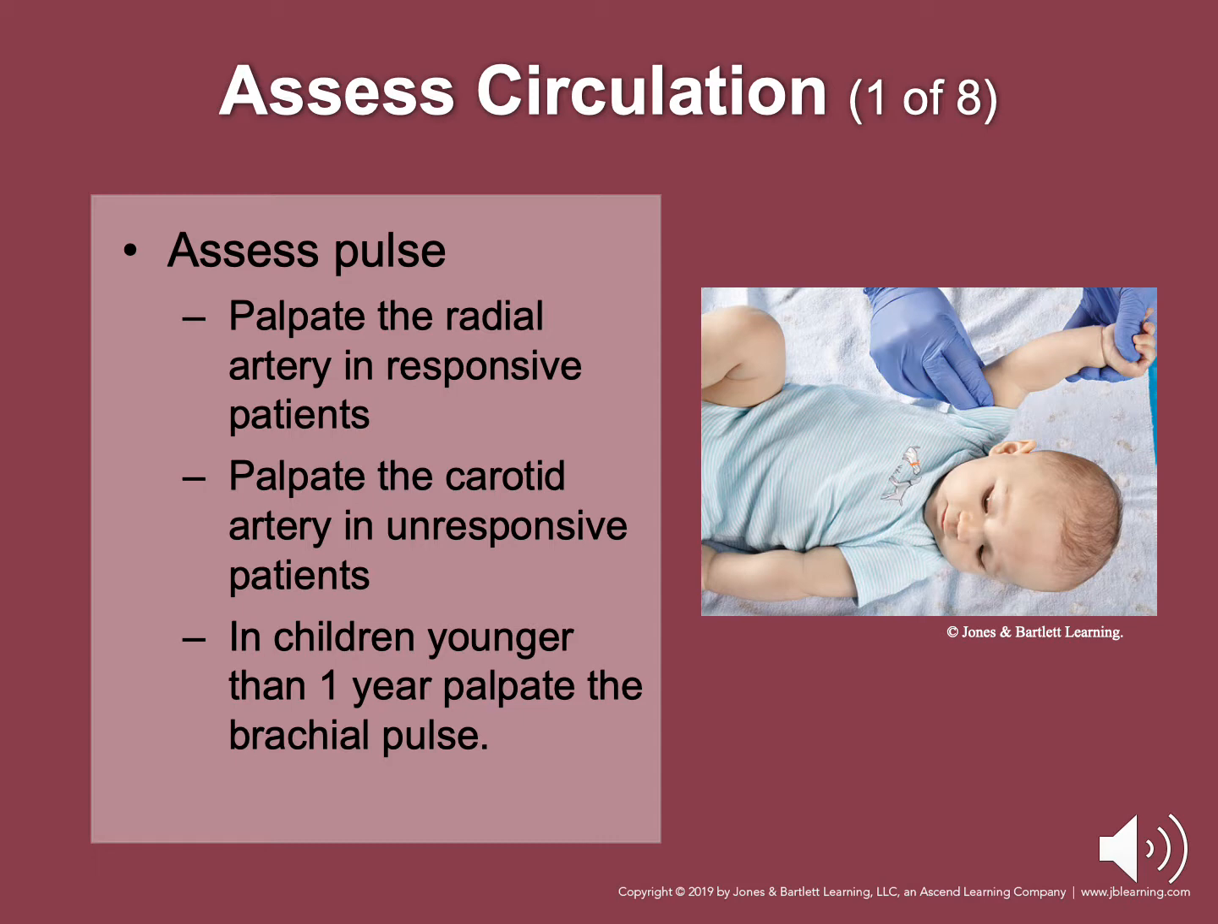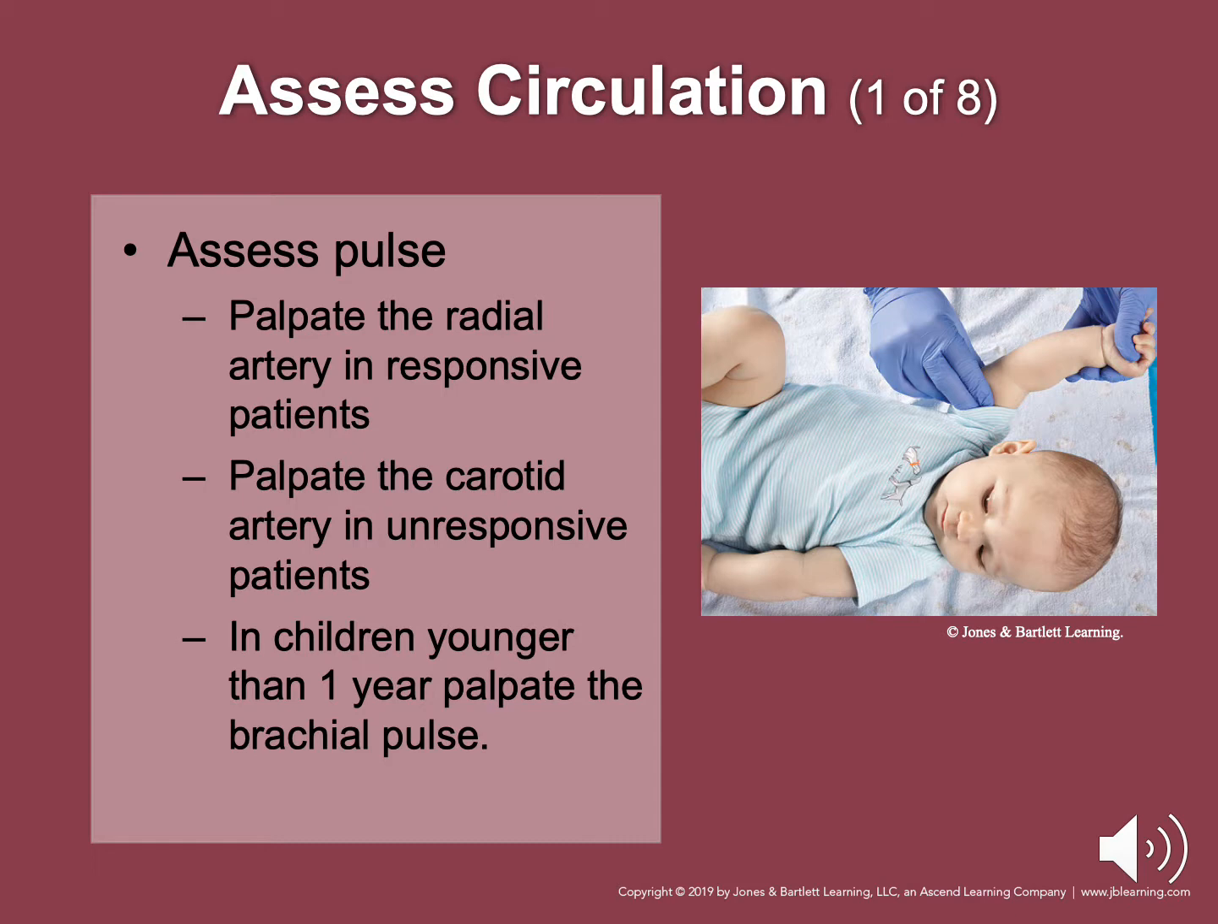In patients older than one, palpate the radial pulse at the wrist. In unresponsive patients, go straight for the carotid. When you palpate for a pulse, do not use your thumb. Use two fingers and slide down to the side that you're on. If you're on the patient's left side, especially for that carotid pulse, go to the left side.